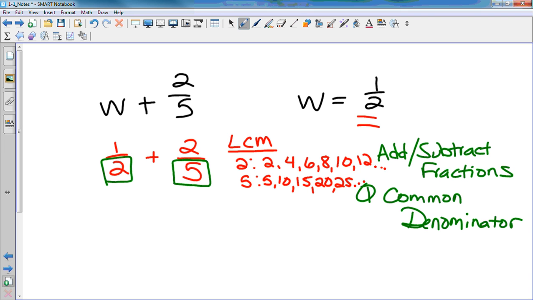Now I need to find the smallest one that's common in the top and the bottom. So which one is that? 10. So that's my least common denominator, least common multiple, is my 10. So I have to take that green box and I have to make those 10s.